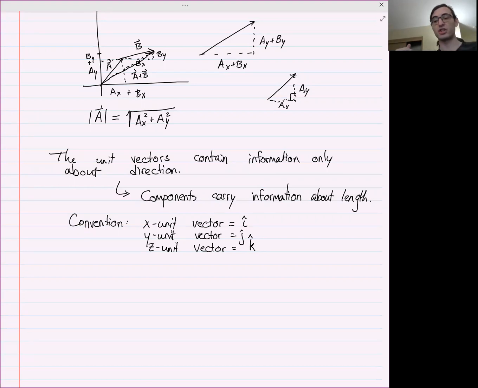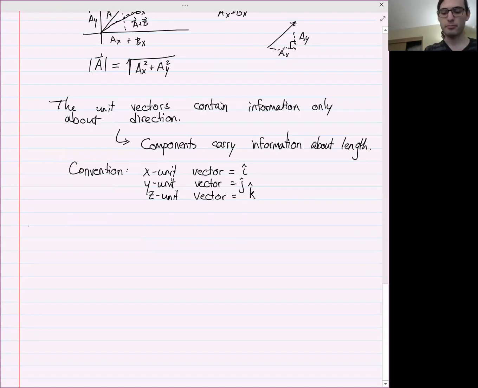Now, that's addition, that's subtraction. Subtraction will work the same way, by the way. You just subtract components rather than add them. Multiplication gets a little bit trickier. So let's talk about multiplication of vectors.